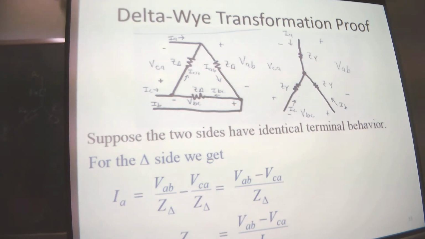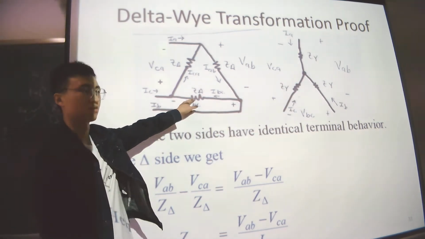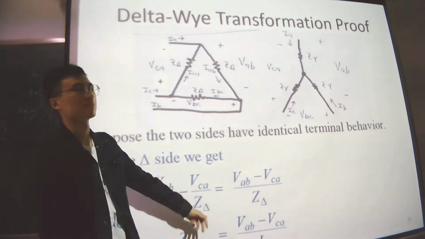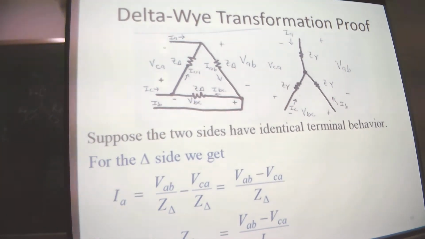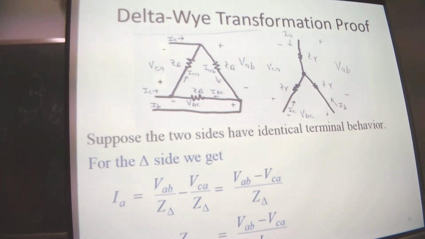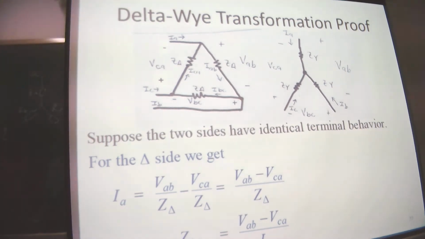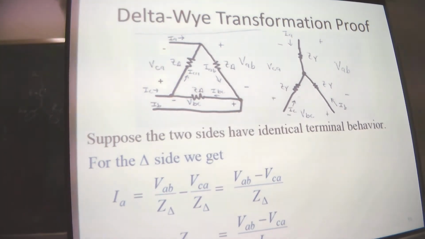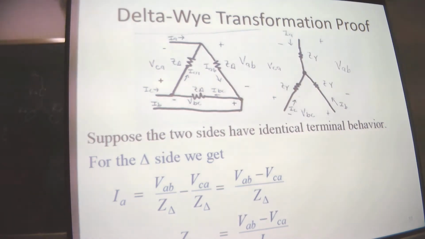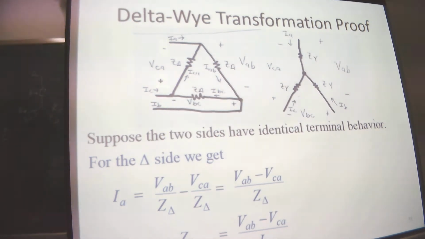Okay, so in that case, this proof is only for the balanced system with identical impedance in each phase. So what if the impedance here is not equal? Right? So you know the equations, but you know how the equations come from. And do you have some advice on how to convert this to this?